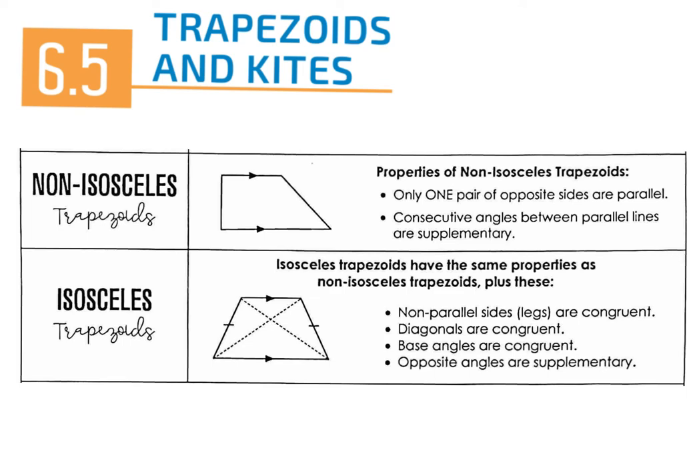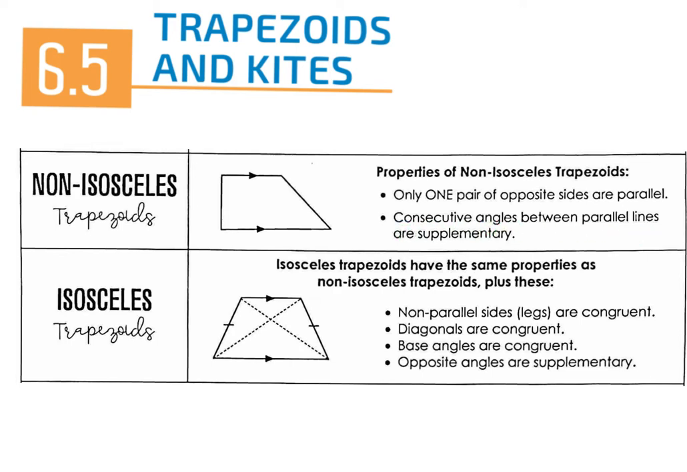All right, so the properties here. Non-isosceles trapezoids, specifically non-isosceles trapezoids. Non-isosceles means that these legs here that are not the parallel lines are not congruent, okay? Only one pair of opposite sides are parallel, okay? That is true for all trapezoids, non-isosceles and isosceles.